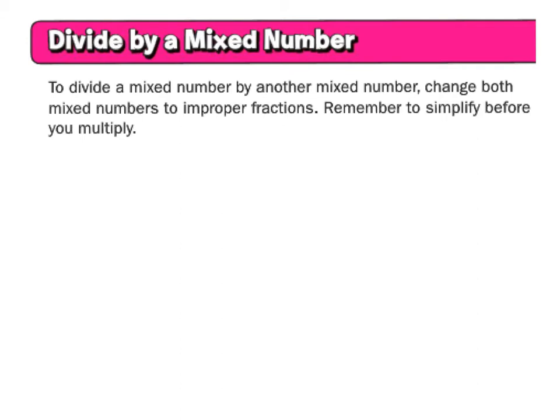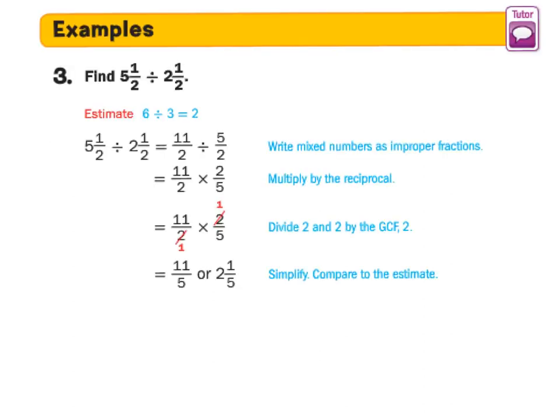So what are we going to do if we're dividing by another mixed number? Again, we're going to change both mixed numbers into improper fractions. It's no big deal. So let's take a look. Here we have 5 1/2 divided by 2 1/2.